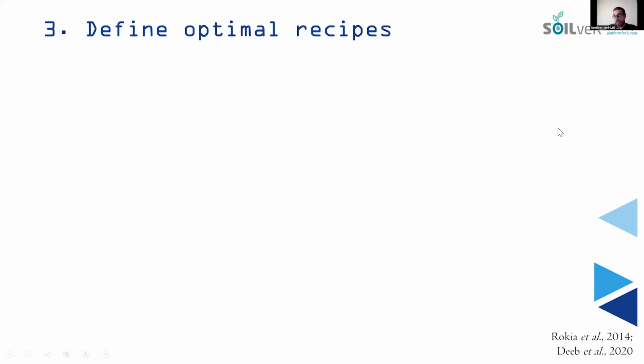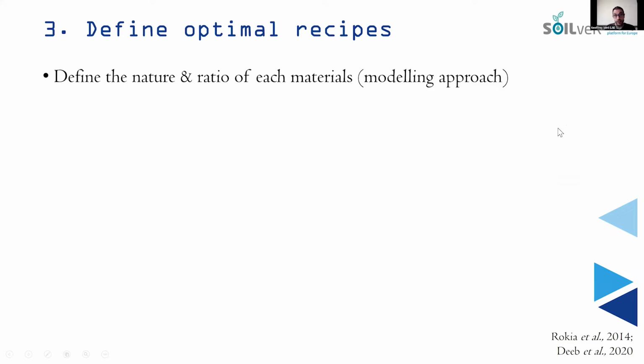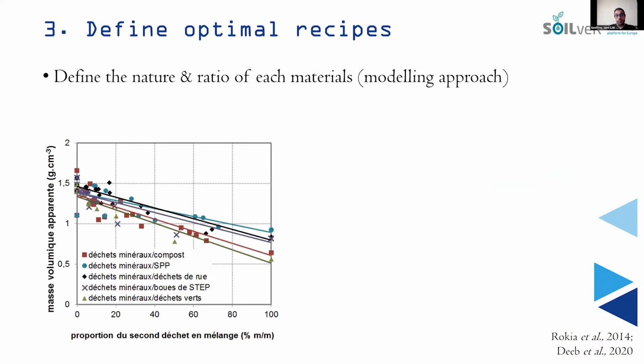Third step is to define the recipe, to define the optimal formulation. The idea is to define how and what types of waste and byproducts we could mix together in order to reach properties that could be as close as possible to the ones that are expected from step number 1. We defined some experiments to do that, and also a modeling approach, which is still on its way.